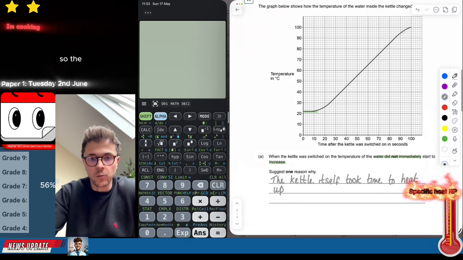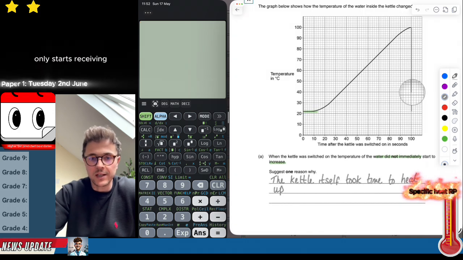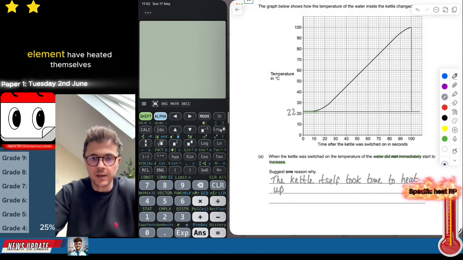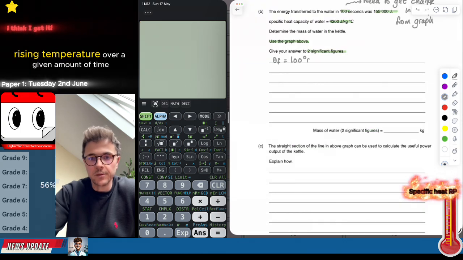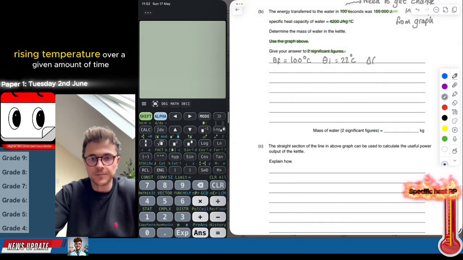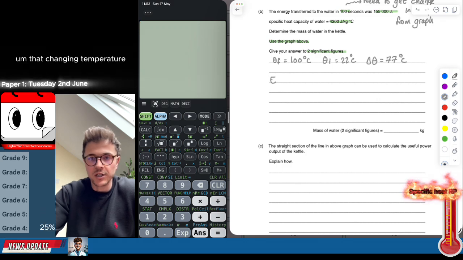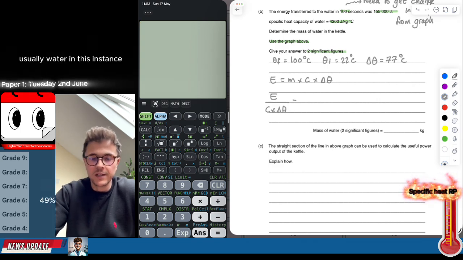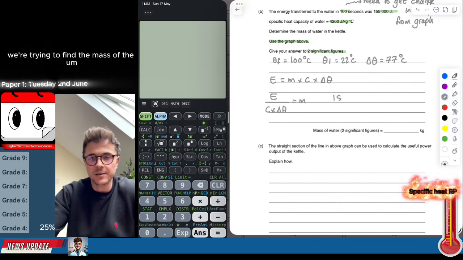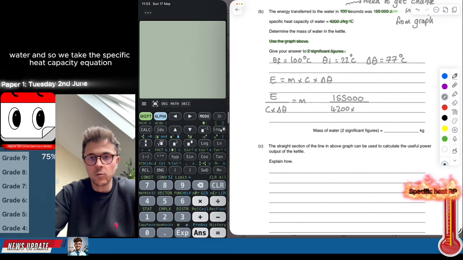And so the water essentially only starts receiving the heat after the kettle and the heating element have heated themselves. And then you can see that you get a steady rise in temperature over a given amount of time. That change in temperature can be used to work out things like the specific heat capacity of the substance, usually water. In this instance, we're trying to find the mass of the water.